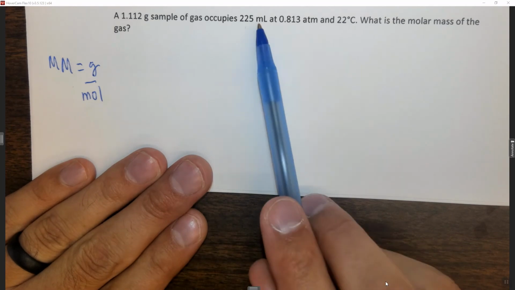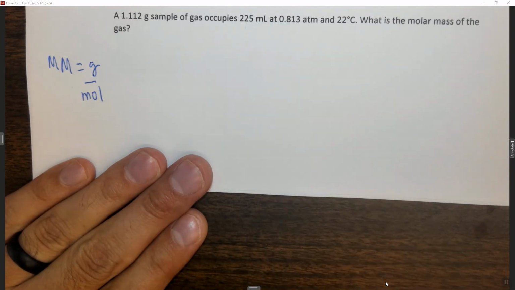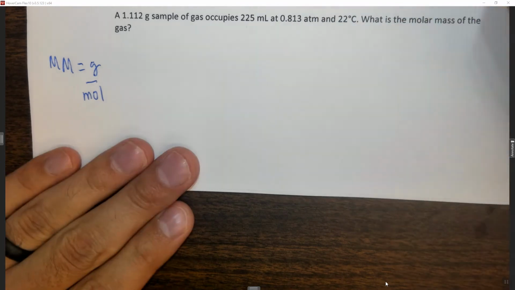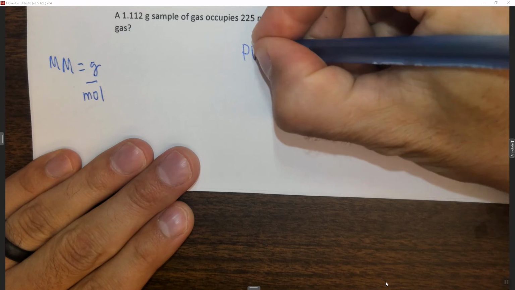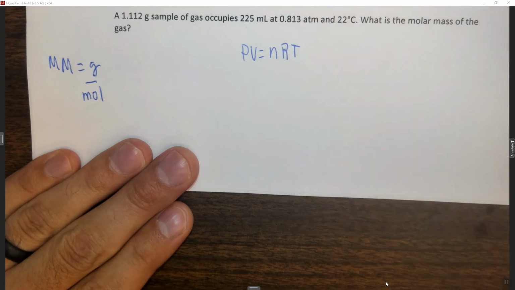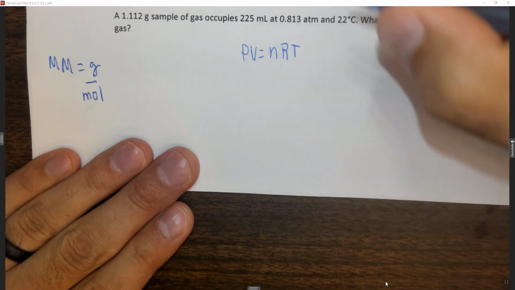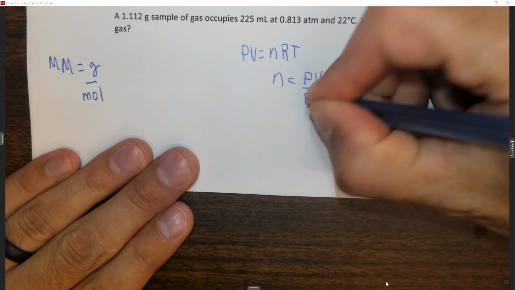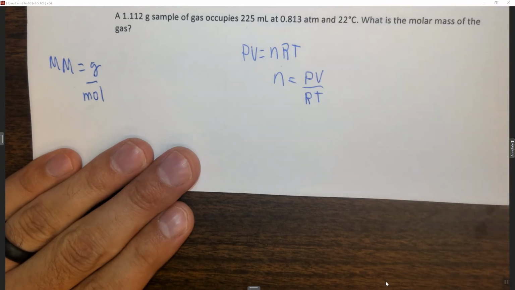Well, it turns out we have information about this gas that we can use the ideal gas law to determine the number of moles. So if you haven't watched the previous questions about the ideal gas law, you might want to start with those. The ideal gas law is PV equals nRT. In this case, we want to solve for n. So n equals PV divided by RT. So I just divided both sides by RT, just like in the previous question. Now, I want to plug in my values.